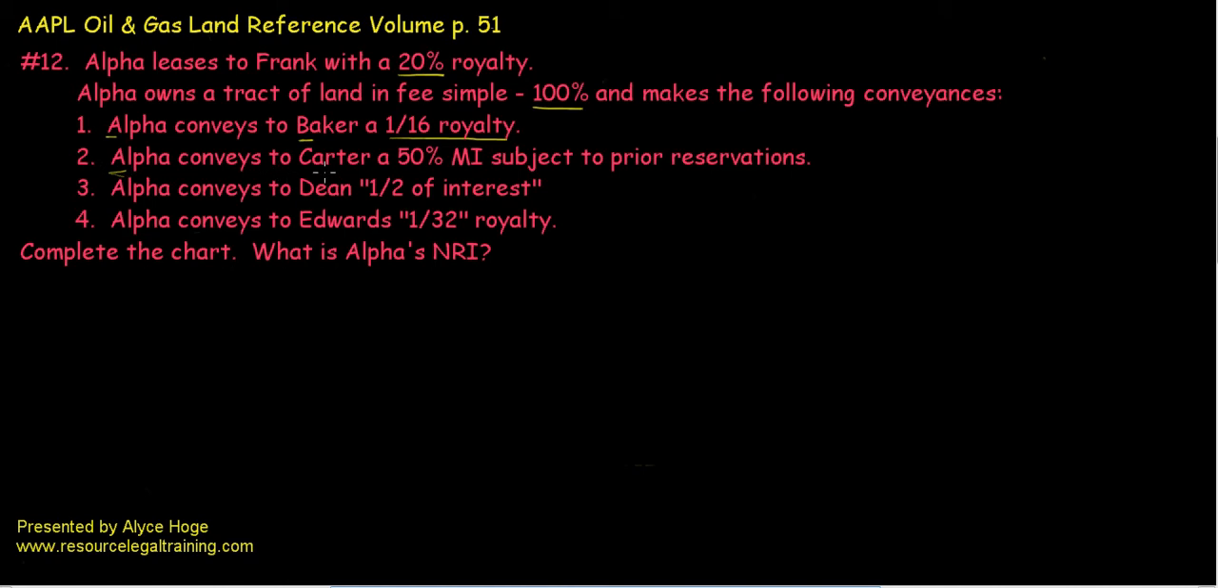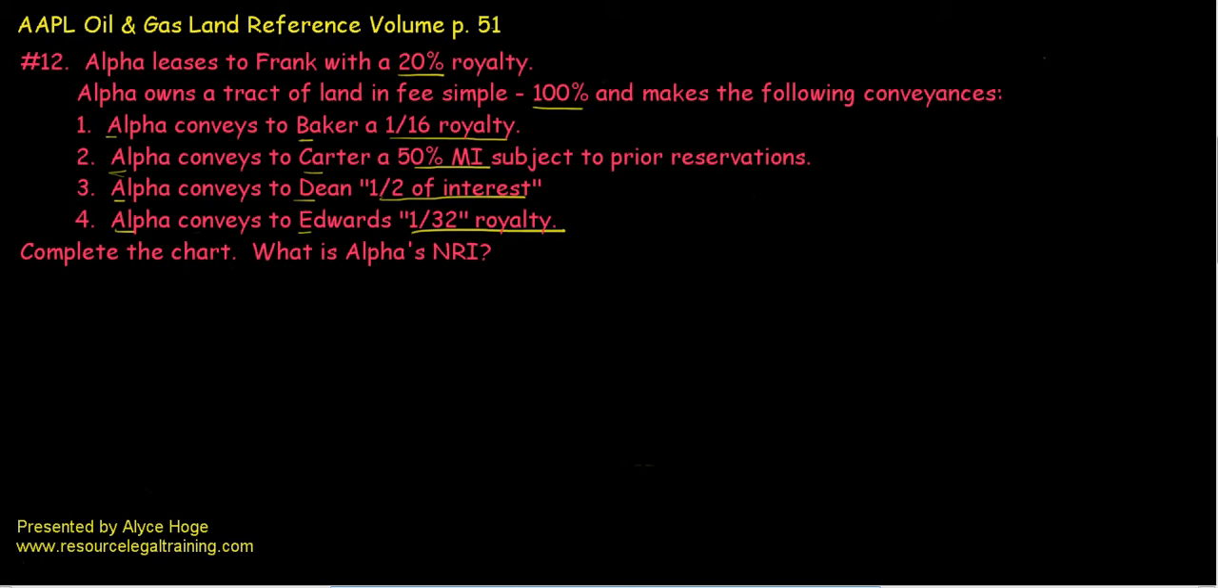Then A conveys to Carter a 50% mineral interest. A conveys to Dean 1/2 of interest. And then Alpha conveys to Edwards 1/32 royalty interest. And then it wants us to complete the chart and state what is Alpha's interest.